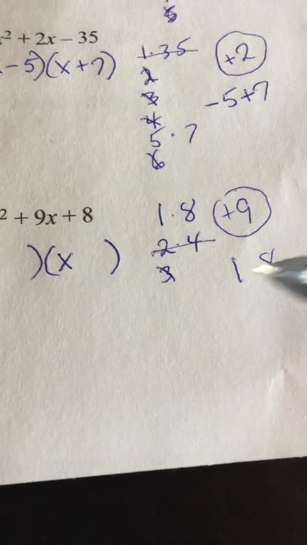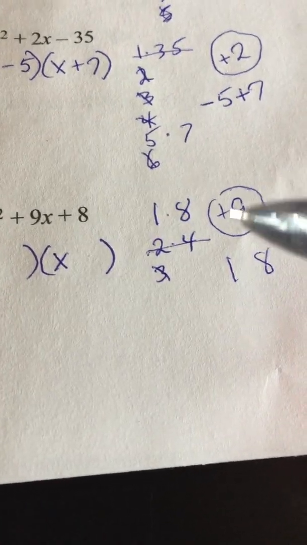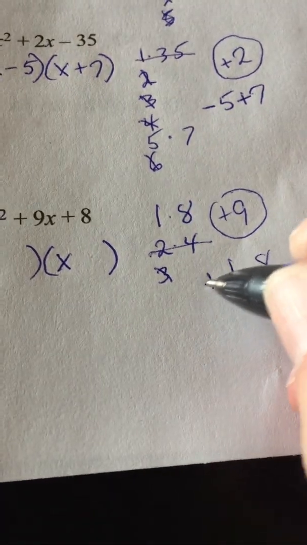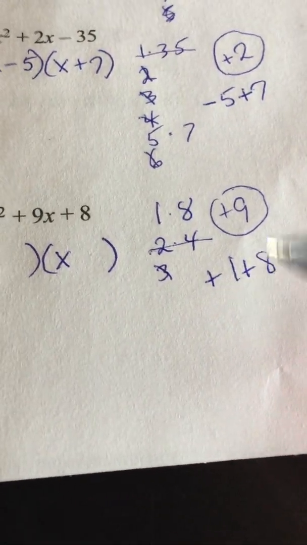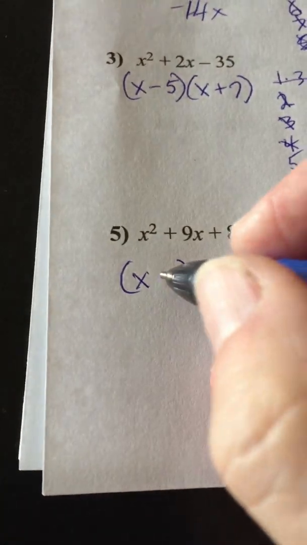Now, since we are adding these to get to a 9, either they're both positive or both negative. Since the answer is positive, I'm pretty sure they need to both be positive. And 1 plus 8 is indeed positive 9, so plus 1 plus 8.